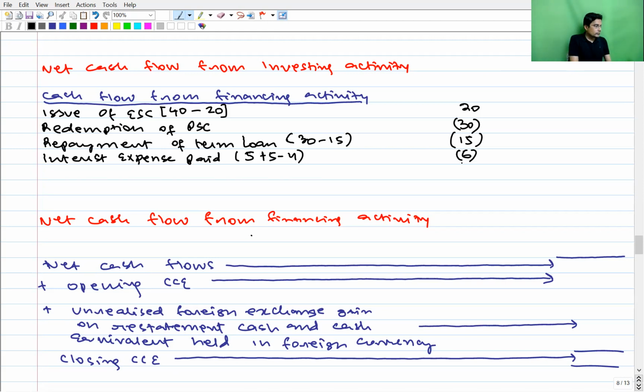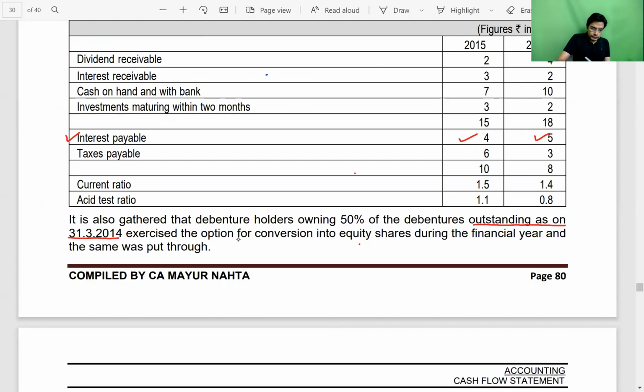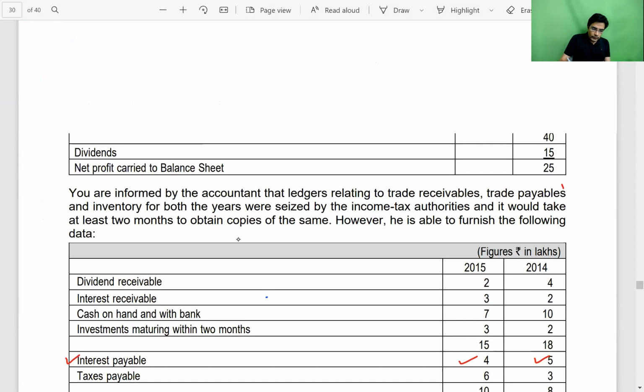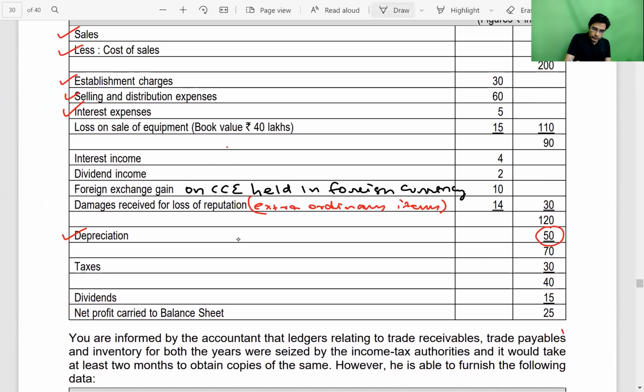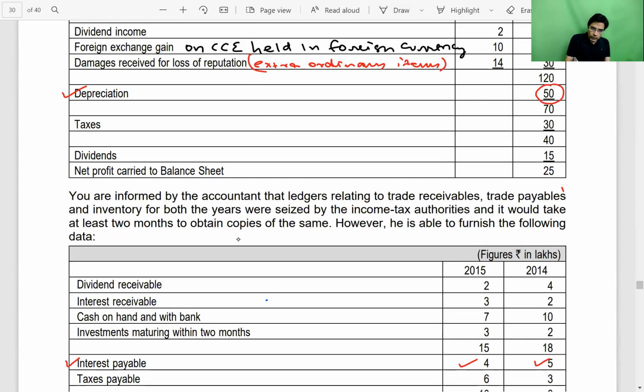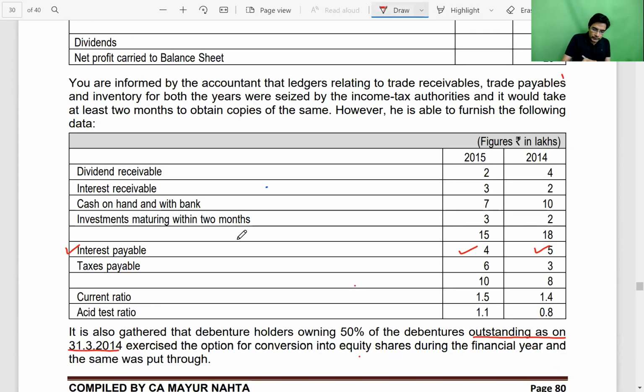6. After that, next information. Loss on sale of equipment we have already done. We have put it to the fixed asset account. Interest income, 4. Same thing. It's not necessary that we have received 4 also. There is some interest receivable given to us. Opening 2, closing 3.